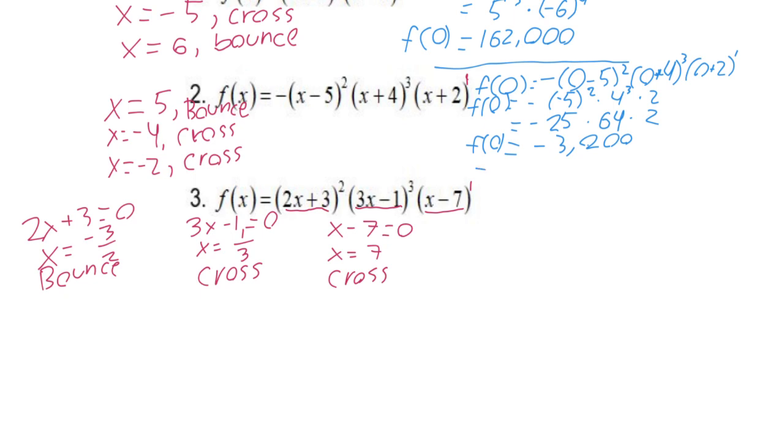Now do our f of 0 bit. Well, f of 0 is going to be equal to essentially 2 times that 0 plus that 3, the second power, times 3 times that 0 minus 1 to the third power, times that 0 minus 7 to the first power.